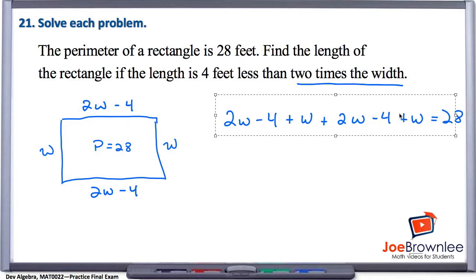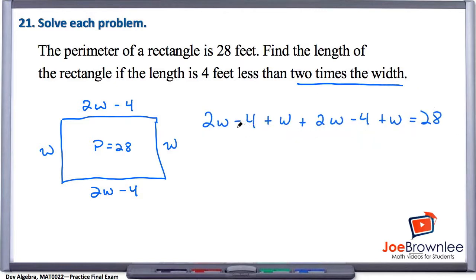Well, once we have this equation, let's go ahead and combine like terms. So we have a W term, a W term, a W term, a W term. So 2W plus W is 3W, 3W plus 2W is 5W, and 5W plus 1W is 6W. So there is our W term. And let's see, negative 4 minus 4, well, that gives us a minus 8 equals 28.